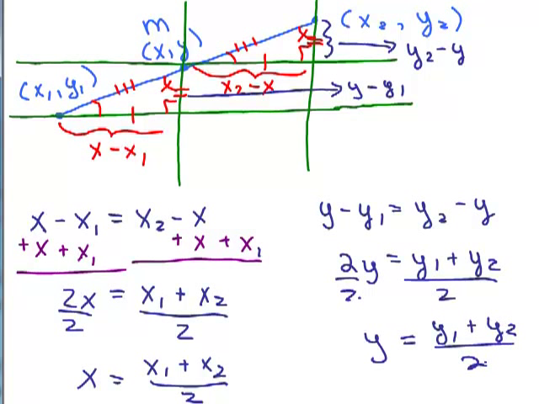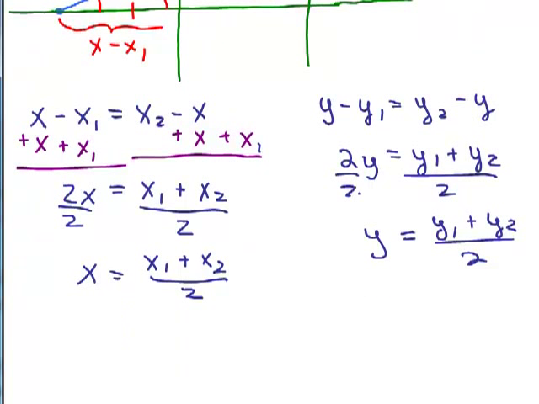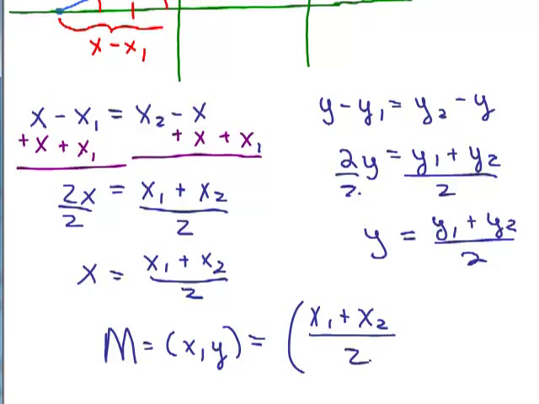And that tells you the two coordinates for the midpoint. So the midpoint, xy, is actually x1 plus x2 over 2, y1 plus y2 over 2. And the way I remember this is it's just the average of the x-coordinates and the average of the y-coordinates. All right, we'll do some more problems on the next page.